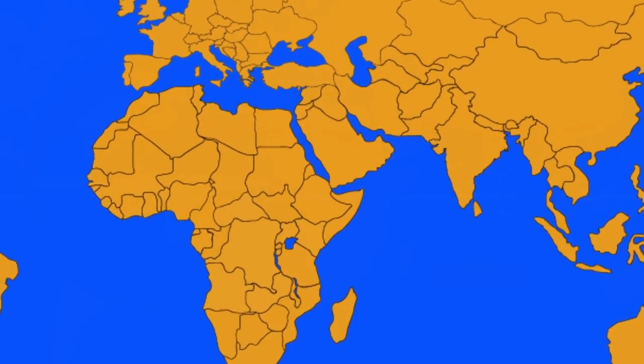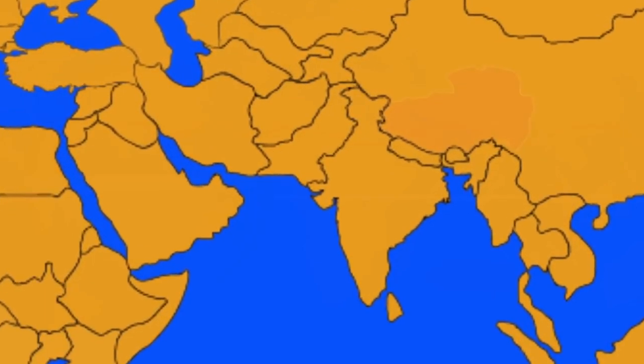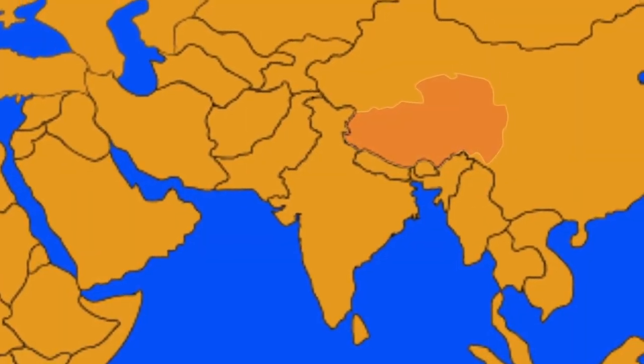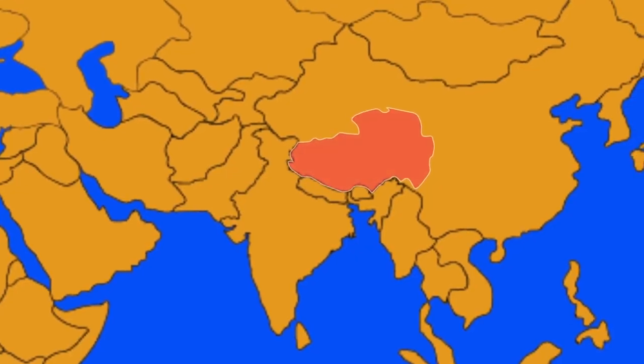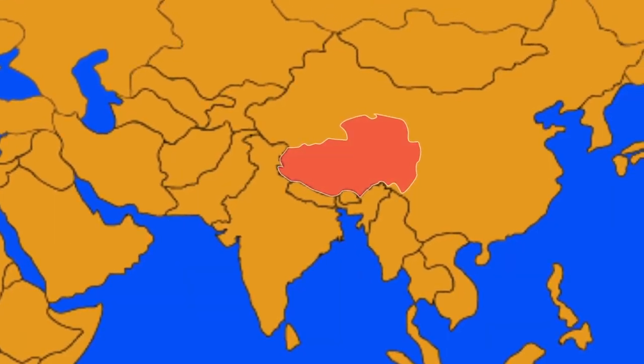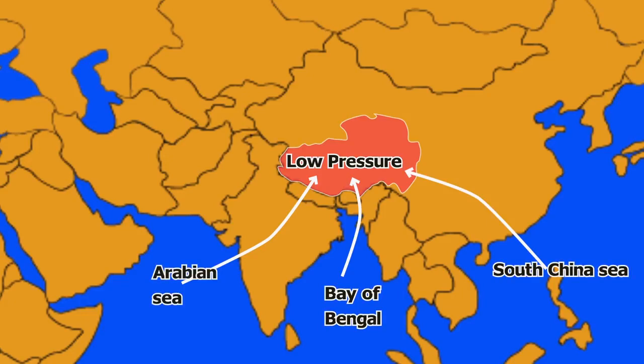Another important factor instrumental in the development of monsoon winds is the intense heating of the Tibetan plateau. So in summer, the Tibetan plateau gets intensely heated. The air across the plateau rises, creating a zone of low pressure that sucks in moist air from the Bay of Bengal, South China and Arabian Sea, bringing rain to most of Asia.